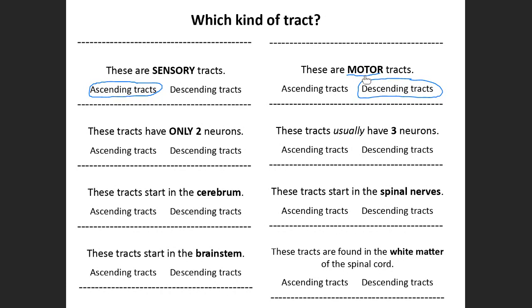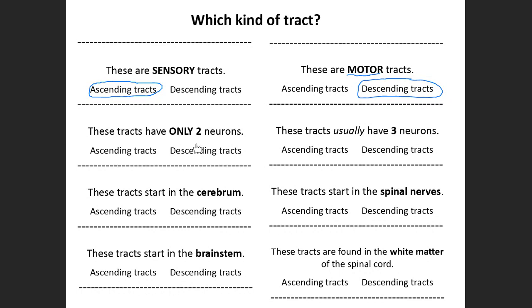Now, when we talk about these tracts, remember that the tracts have different numbers of neurons in them. So one of my types of tracts only has 2 neurons in it, and the names of those neurons, this will give it away a little bit, the names of my neurons that are found in a tract that only has 2, they're called an upper motor neuron and a lower motor neuron.